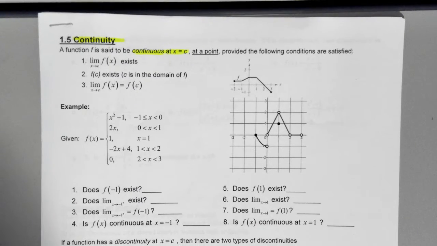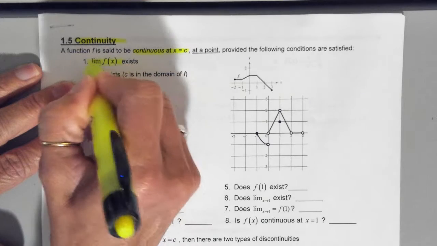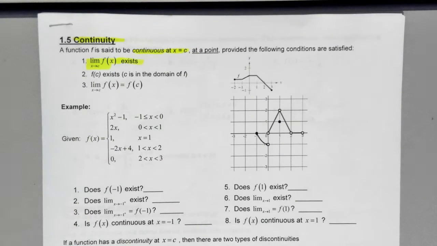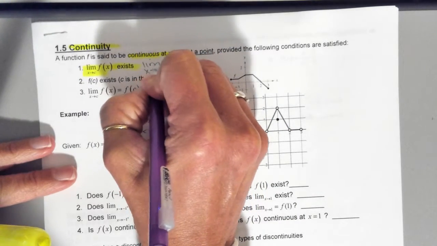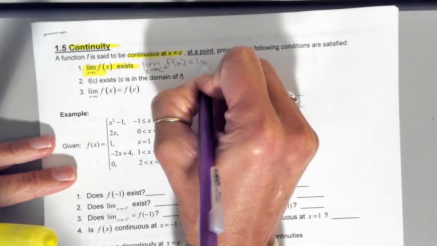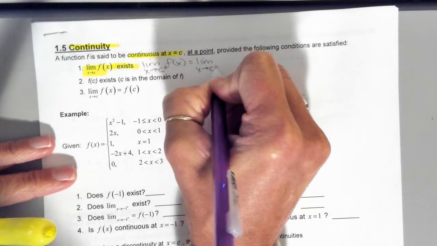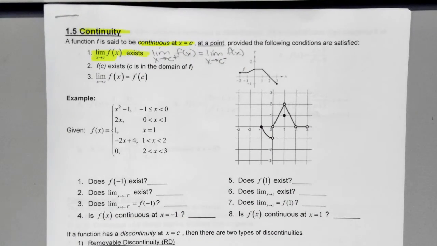All right, so first of all, what we need to look at is, does the limit as x approaches C exist? And what you need to make sure of here is that you are evaluating the limit as x approaches C from the right of that function, and that it is equal to the limit as x approaches C from the left of that same function. So the left and right-handed limits have to exist, and they must be the same.